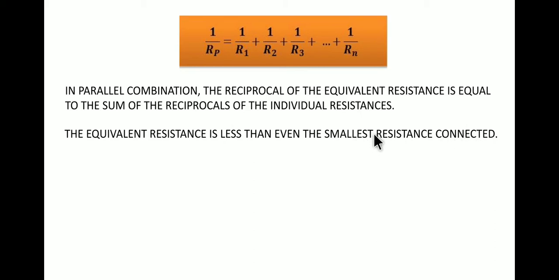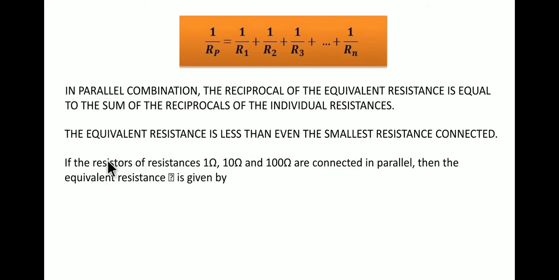All right, so let's say that resistors of 1 ohm, 10 ohm and 100 ohms are connected in parallel. Then the equivalent resistance, this is the equivalent resistance Rp, will be given by the formula 1 by Rp is equal to 1 by 1 ohm plus 1 by 10 ohms plus 1 by 100.